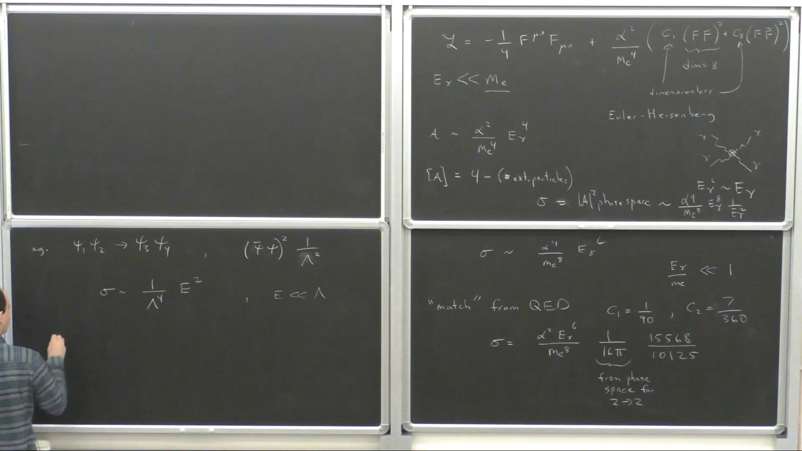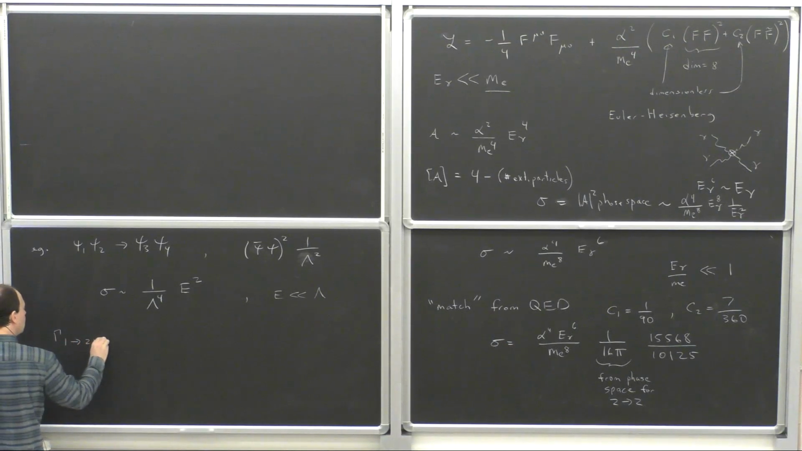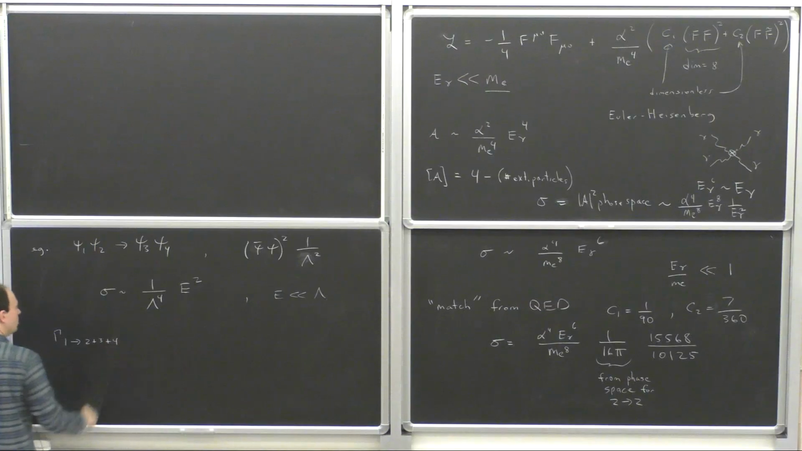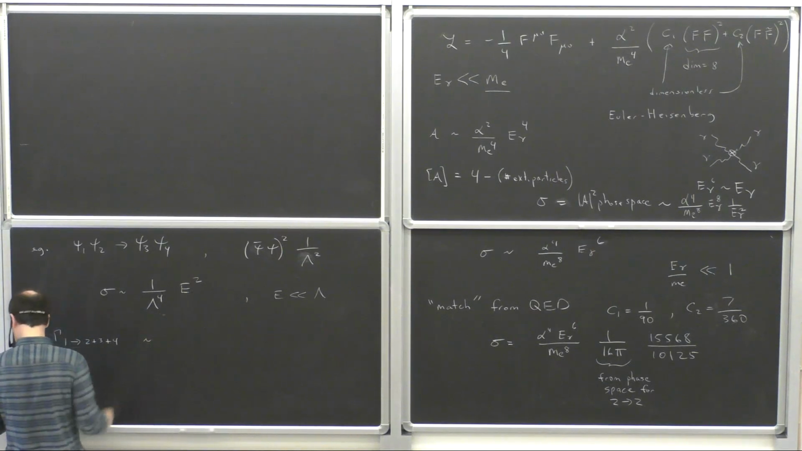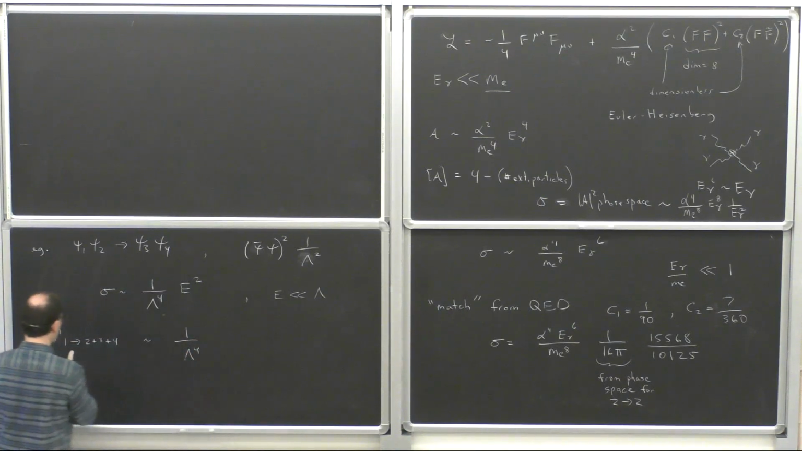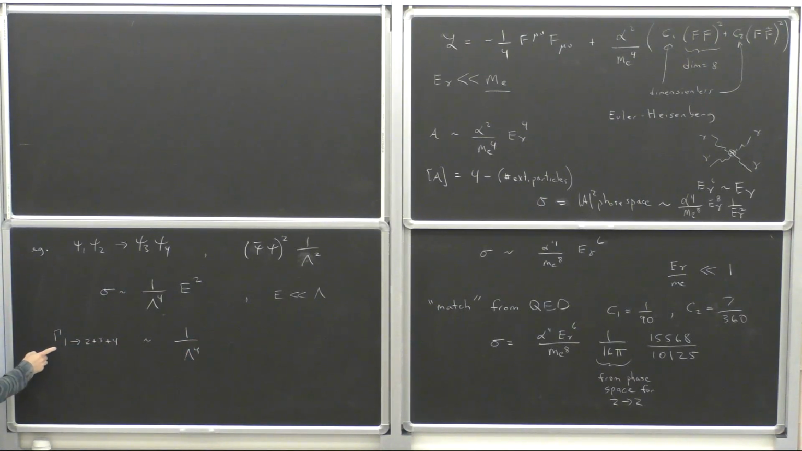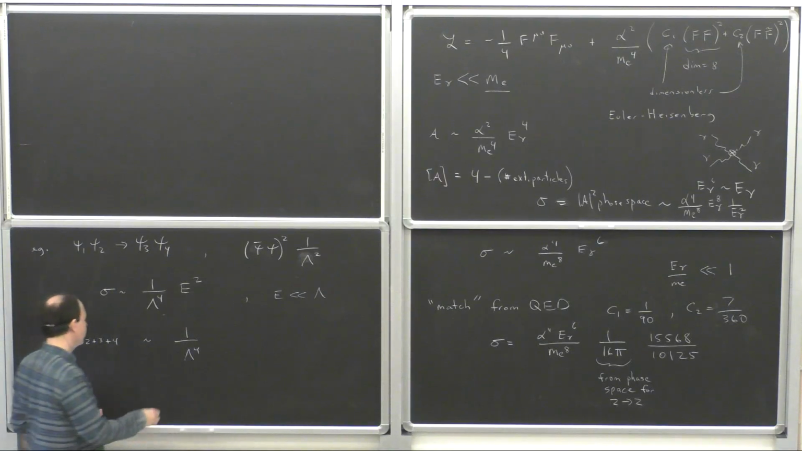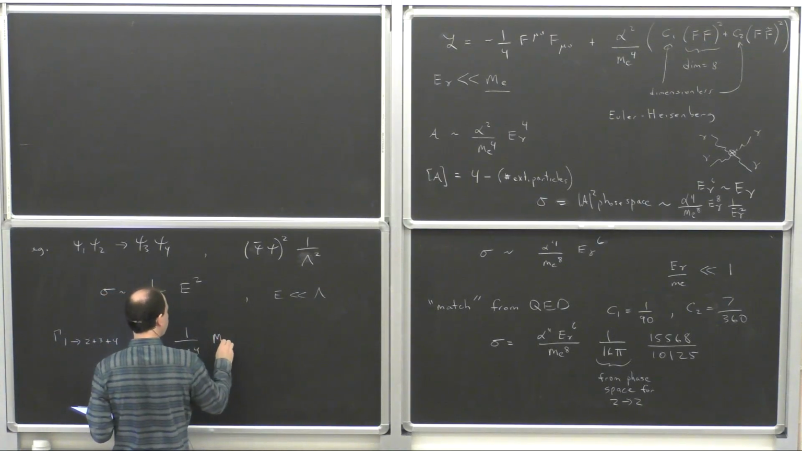We could also, with this process, do sort of a decay rate. Let's imagine that the masses of these things are all comparable, but one is heavier. So one can decay to 2, 3, and 4, and then we could calculate a decay rate. And again, there's a 1 over lambda to the 4. And now the decay rate has units of energy, and so there has to be some energy scale.